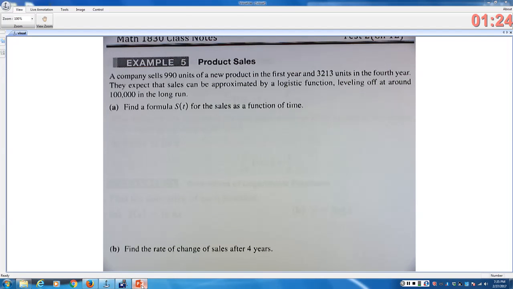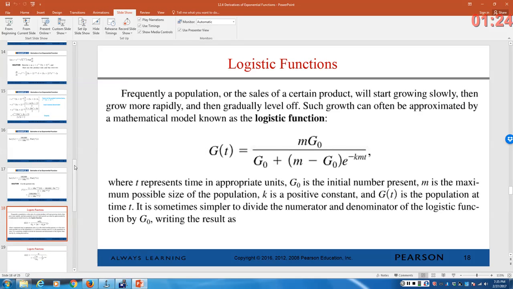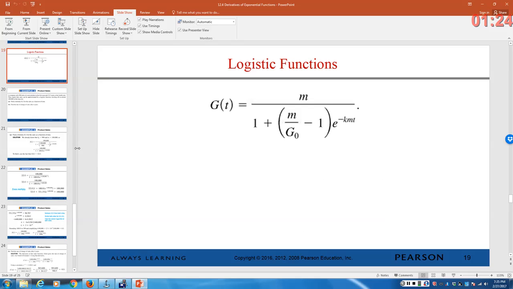At this point, I'm going to go back to the PowerPoint because it's easier than writing all this stuff out. This is what a logistic function looks like. It's a function of time. So time, t, is the variable. And e is also, remember, not a variable. It is actually a number. But M is a variable in the problem, and G is a variable in the problem, but they have values that will be given to you.